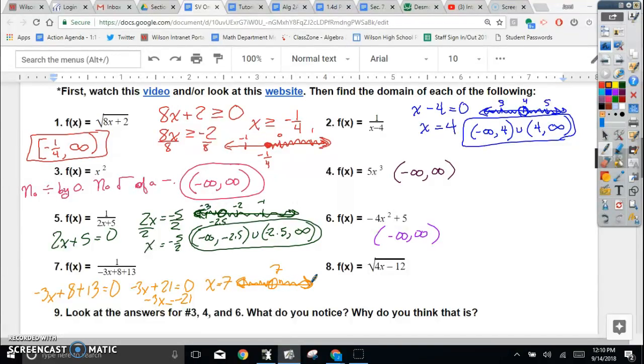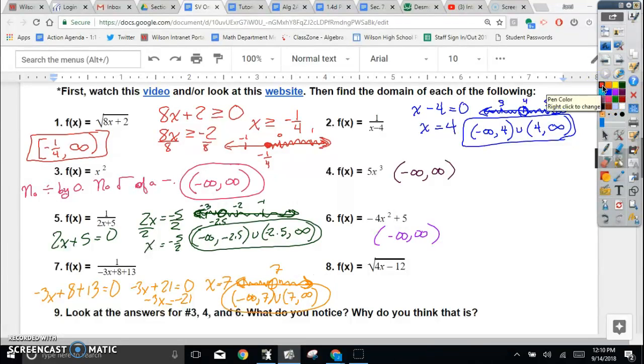Okay, so that's what it'll look like on a number line again. If we start at negative infinity here, we'll stop at positive 7, pick back up at 7, and have this positive infinity side as well. So that's our solution.